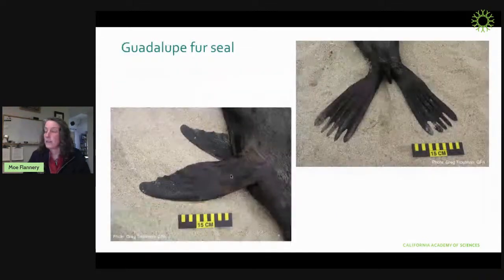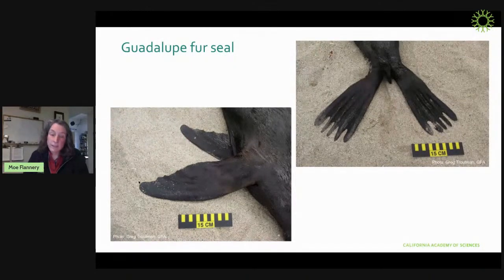Here again is the Guadalupe fur seal foreflipper. You can really see that fur that goes all the way down. No nails on the foreflipper, just like all the other otariids. And you can see those nice hind flippers with the equal length toes and some nails on the hind flipper.